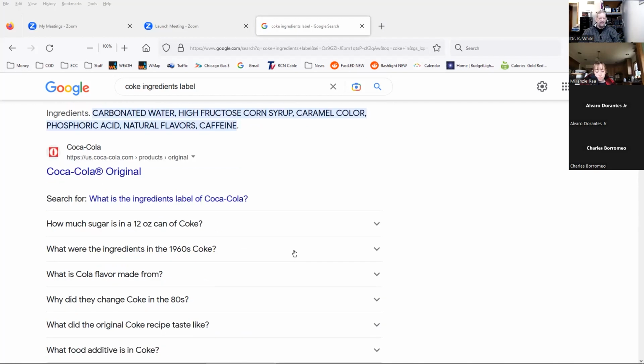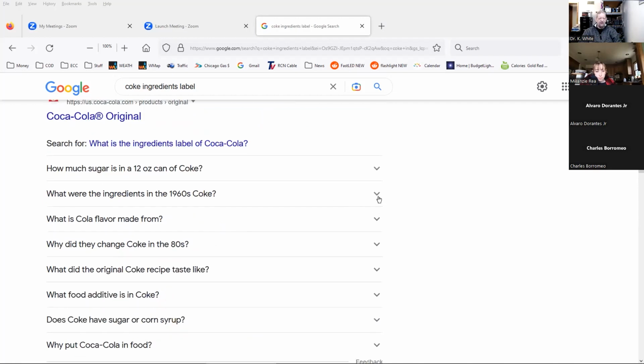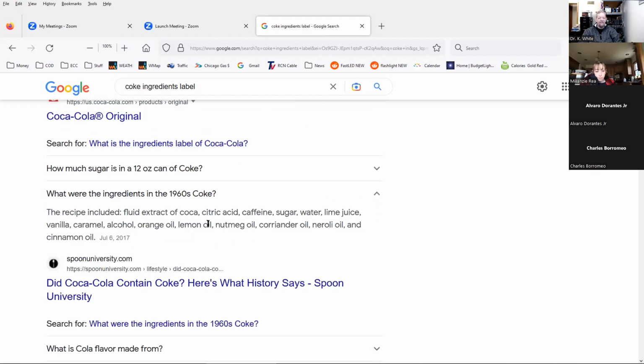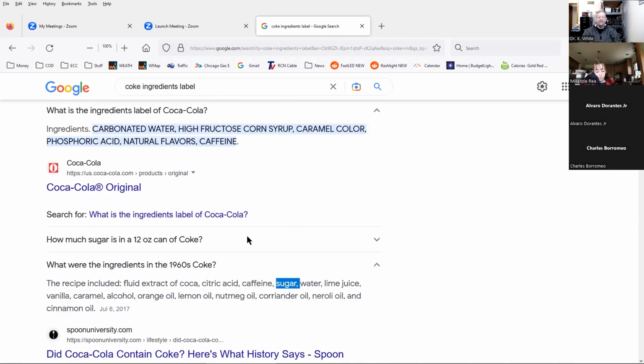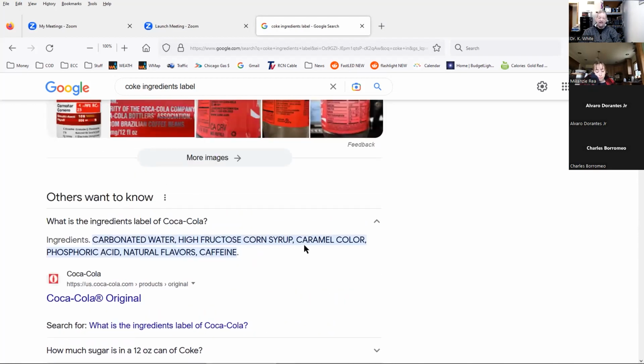Let's see if we can see it in the 1960s Coke. See where it says sugar here? And that's sucrose as opposed to fructose. And they found a way, organic chemists, to make high fructose corn syrup. And that's what they use.